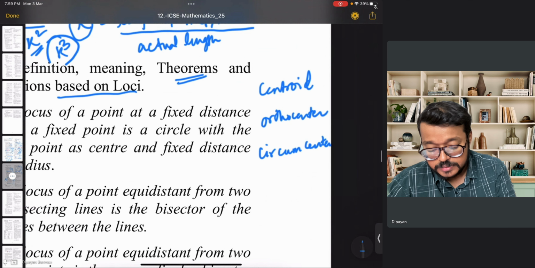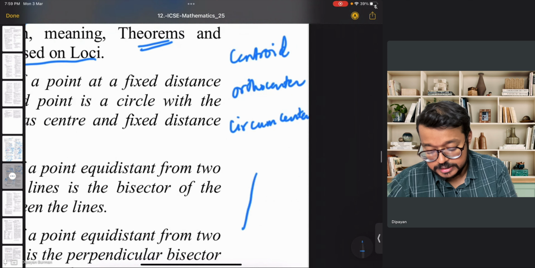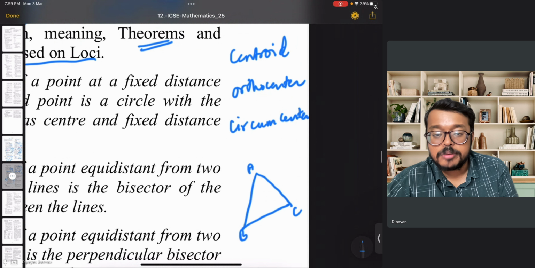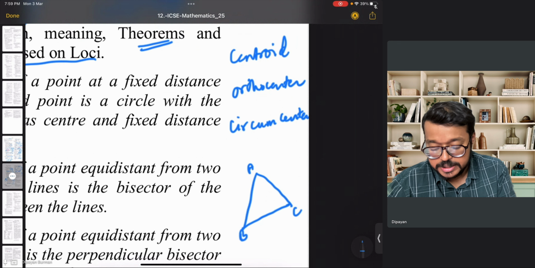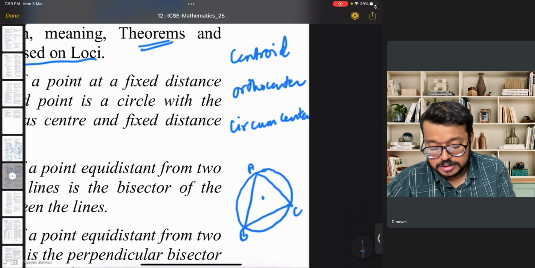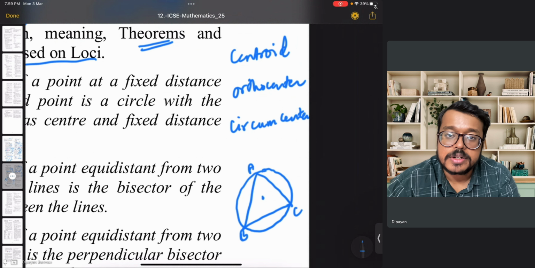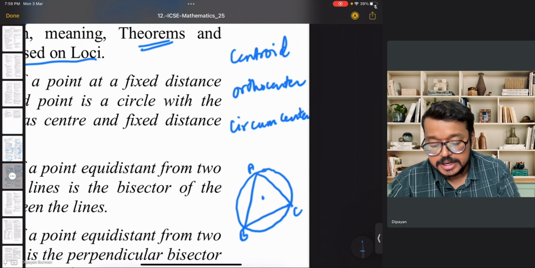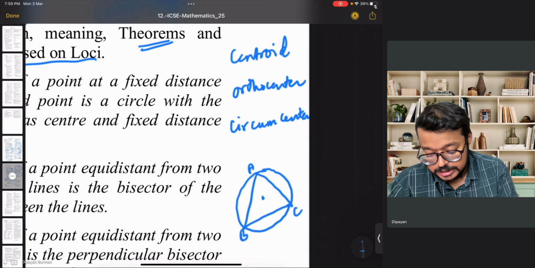Circumcenter is like, suppose I have a triangle ABC. I should be able to draw a circle which passes through all the three vertices of the triangle. Then the center of this circle is called the circumcenter of triangle ABC. And this point will be equidistant from the three vertices.